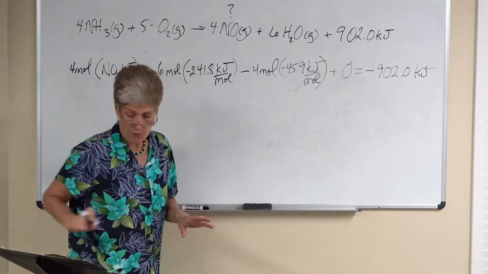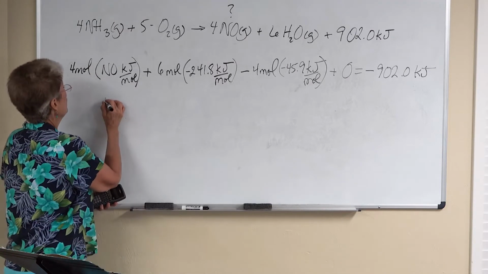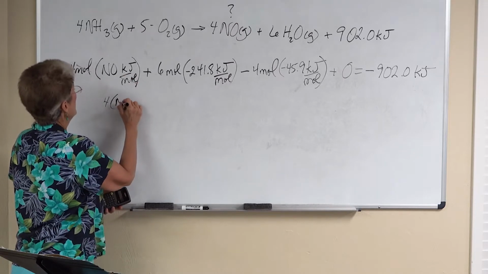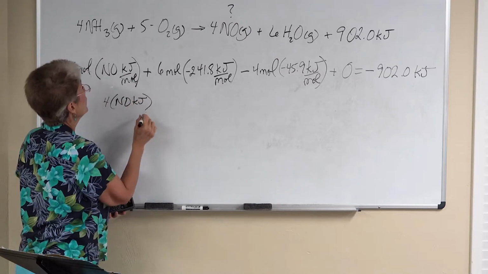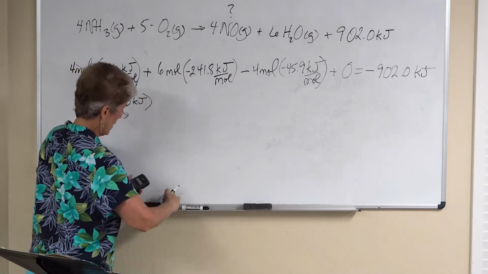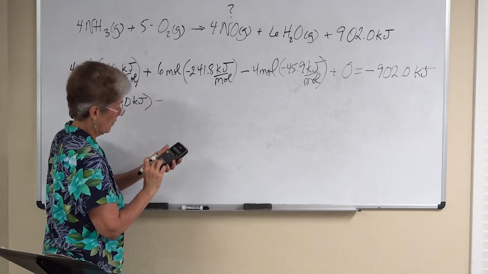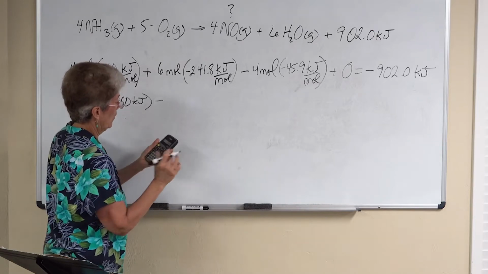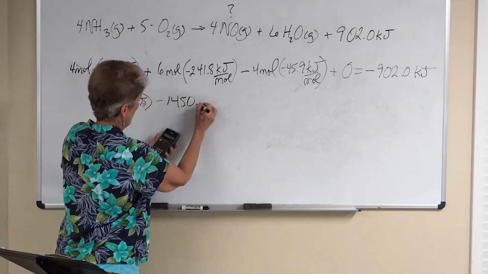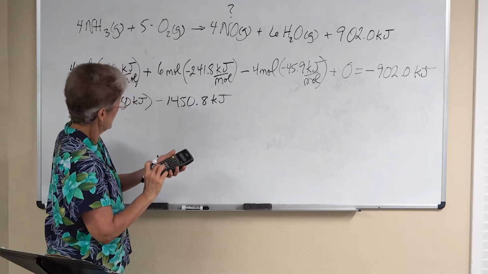Okay, so using that information, we're going to have 4 times whatever NO is in kilojoules, plus, that's a minus actually because that's a negative, so it's going to be minus. Okay, this goes out to the tenths place, so I'm going to take it out to the tenths place.